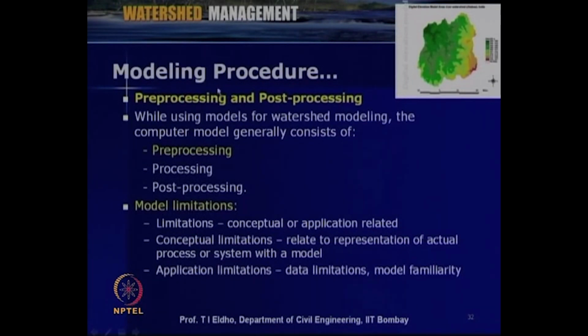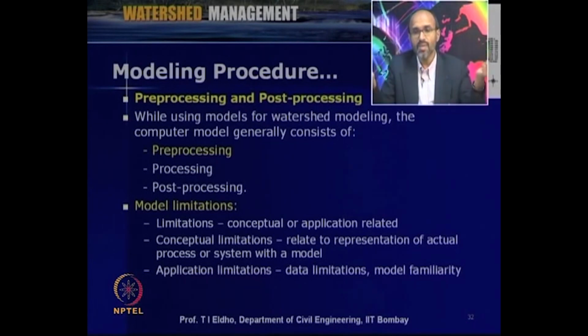Generally, in the modeling procedure, there will be 3 steps, in watershed modeling also. One is pre-processing, where we collect the various data required for modeling. Then processing, that means we develop the model and we run the model. And the last is post-processing. Once we get the results, we analyze them, and then we make various representations in terms of tables, graphs or animations. So, that is pre-processing, processing and post-processing.